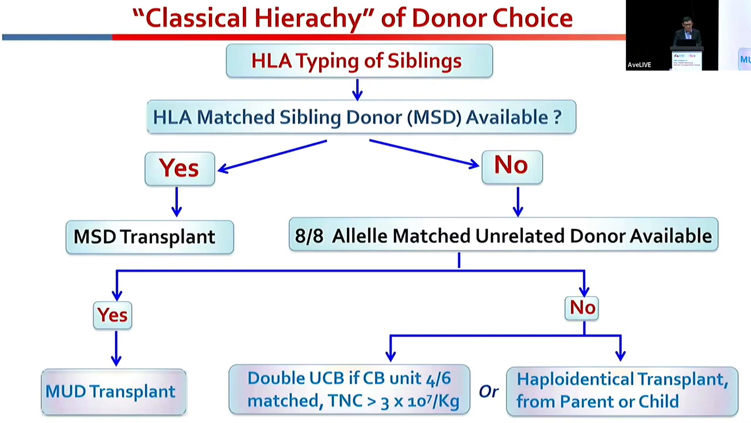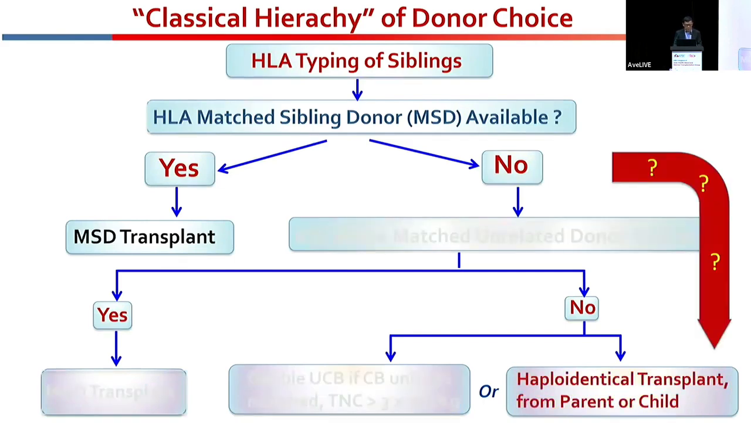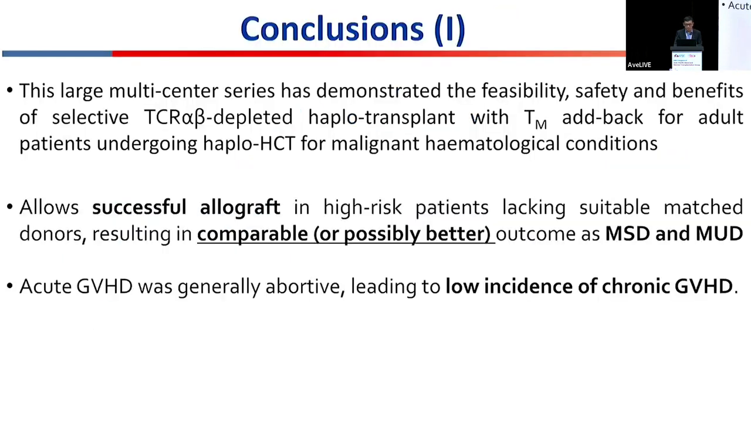So with all this data, we start to question again, are we still going to follow this classical hierarchy of donor selection, or should we actually make some changes in our decision whether to proceed to haploidentical transplant if the patient needs a transplant and does not have a matched sibling donor?